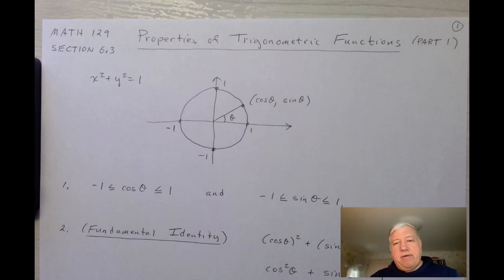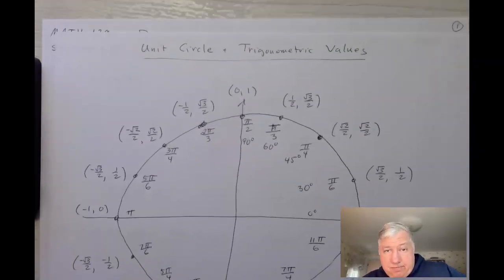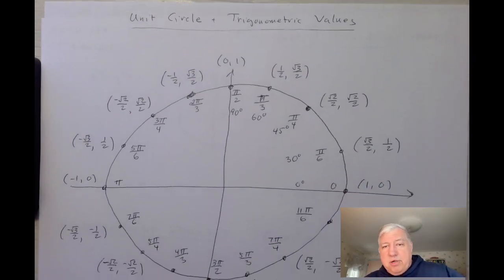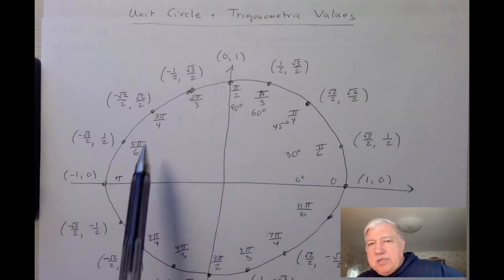I really want you to familiarize yourself with the values of sine and cosine for important angles. I actually sent you a copy of this unit circle, which lists the values of trig functions for the more common angles like 30 degrees, 45, 60 degrees, and so on, and then you can see that this is supposed to be symmetric.